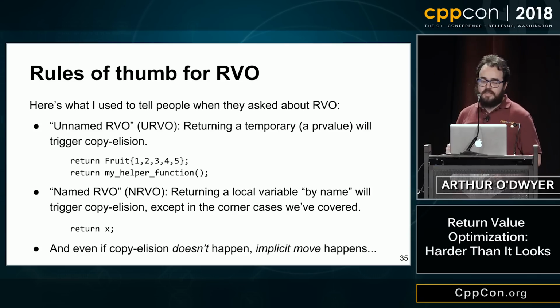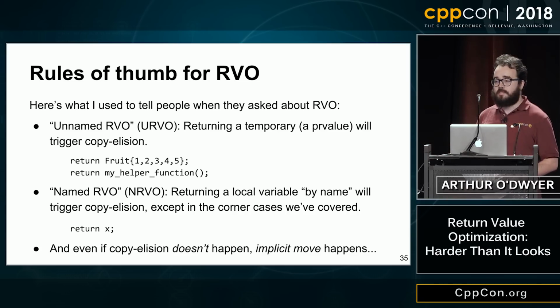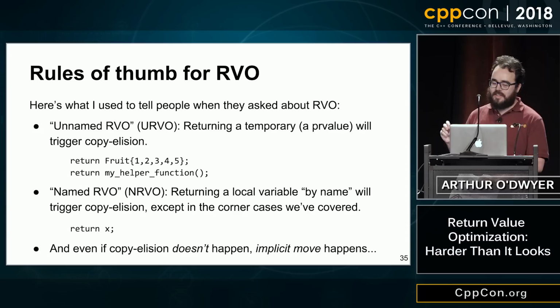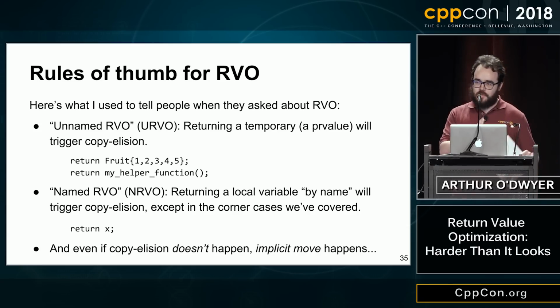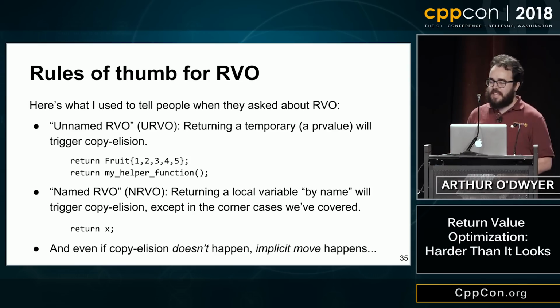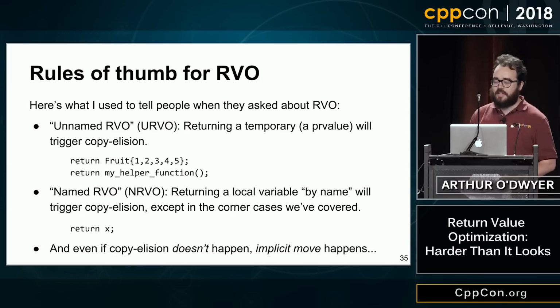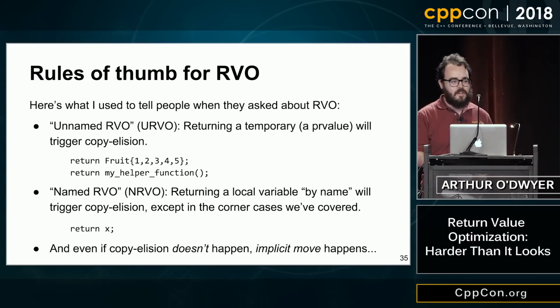You're golden. Named RVO is this special case in the standard where if we have a named variable x and we return x by name, you can have parentheses, but you can't have any other functions surrounding it. As long as you return it by name like this, it'll trigger copy elision, except in those few corner cases we just covered, which for physical reasons cannot be copy elided. And the consolation prize is that even if copy elision doesn't happen, in this case where we return by name, you'll still get something called implicit move. And I say called because I call it that.